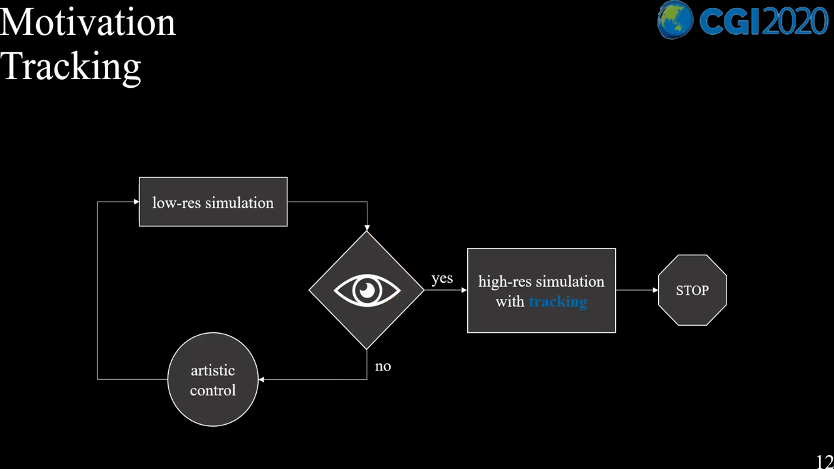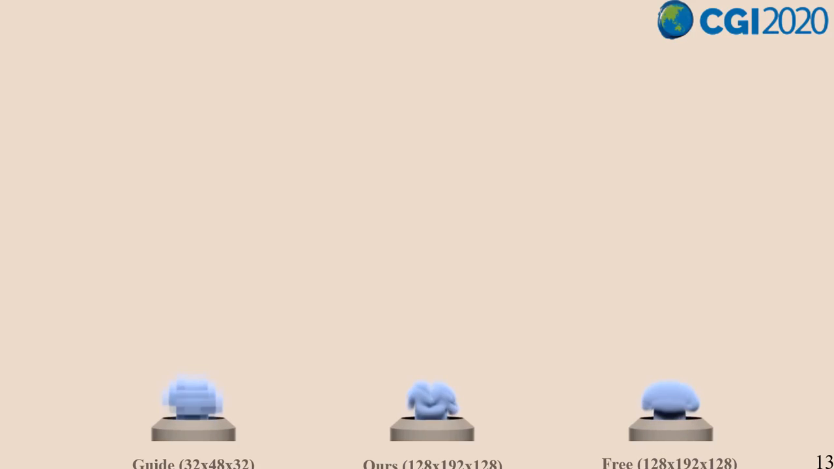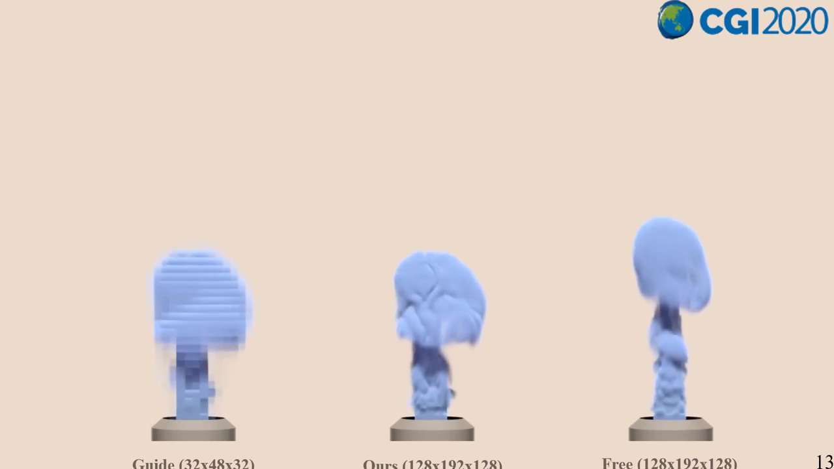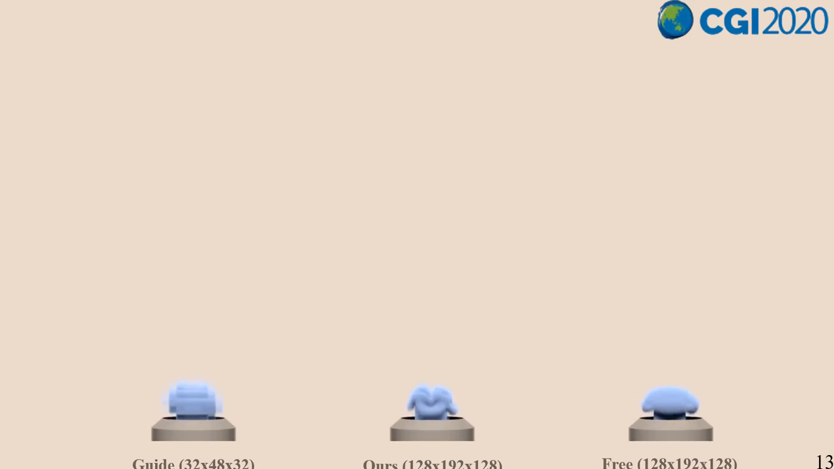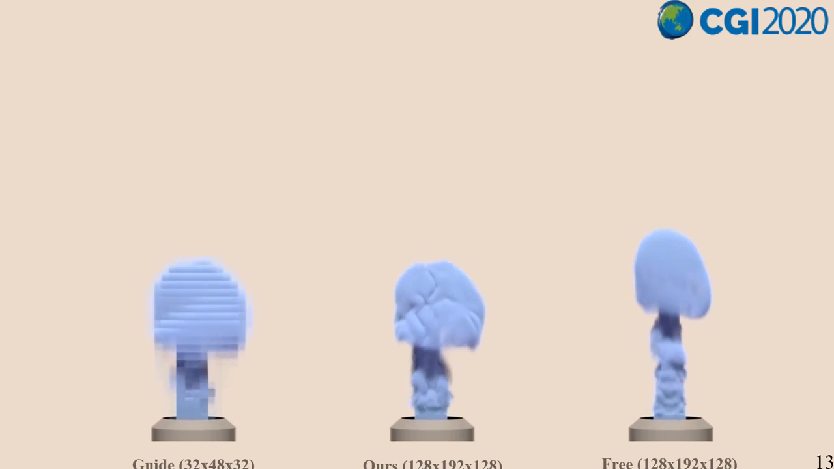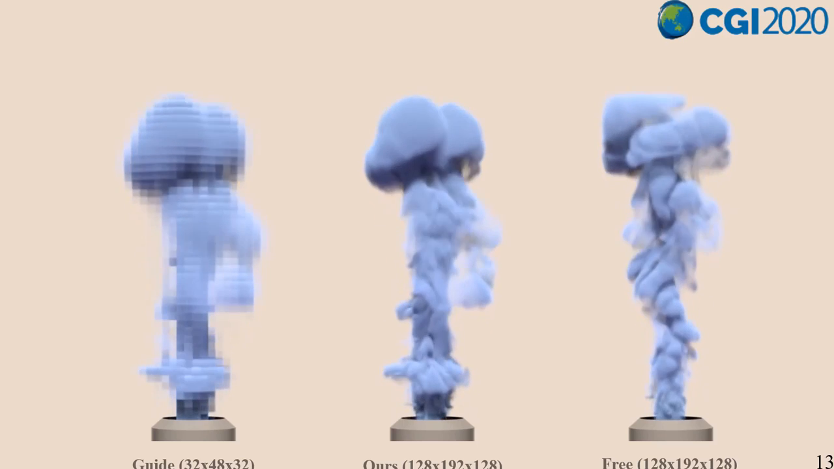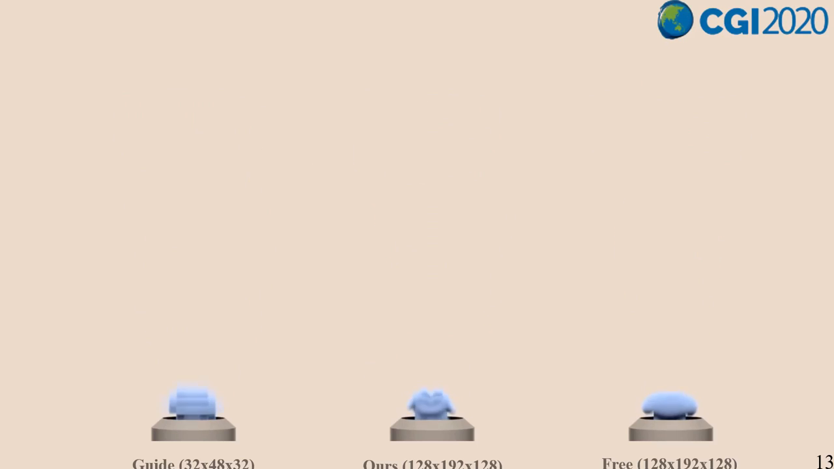Today we present a simple yet robust up-resolution method allowing an artist to resimulate at a higher resolution a potentially art-directed low-resolution smoke simulation. In this example, our method generates a high-resolution simulation very similar to the low-resolution guide simulation on the left. Note the differences with the high-resolution free simulation on the right, generated using the same initial conditions.